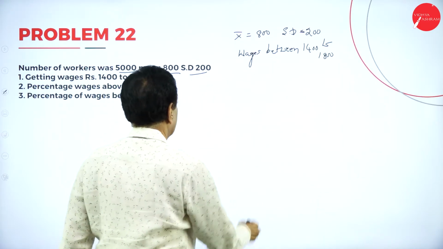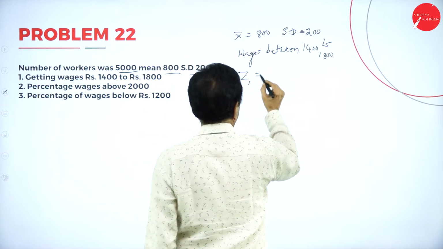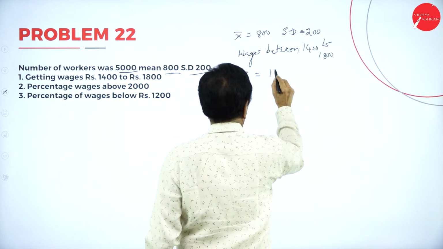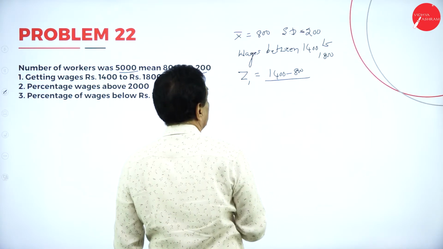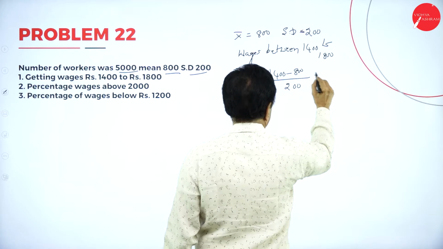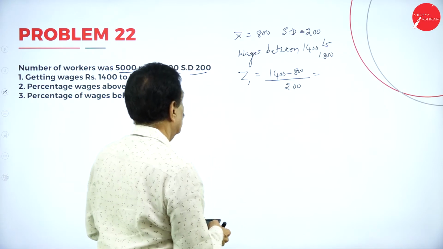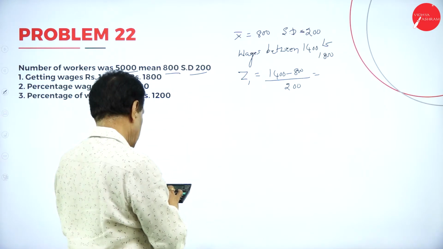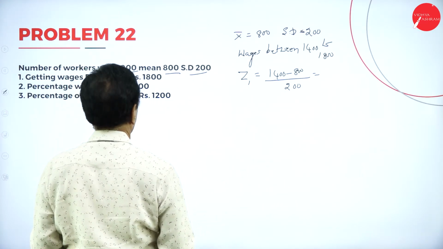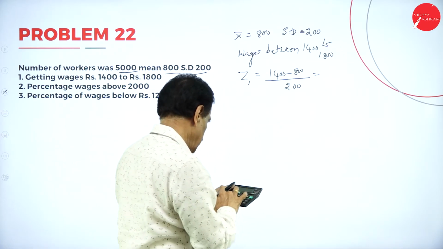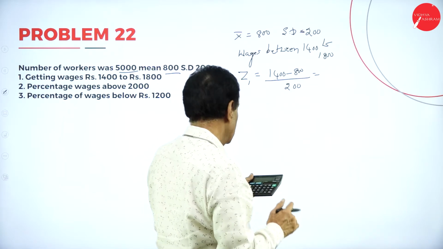1,400 to 1,800. Z1. What's your X? Mean is 800. Here the first one, 1,400 minus 800 divided by 200. 1,400 minus 800 is 600, divided by 200. This is 3.